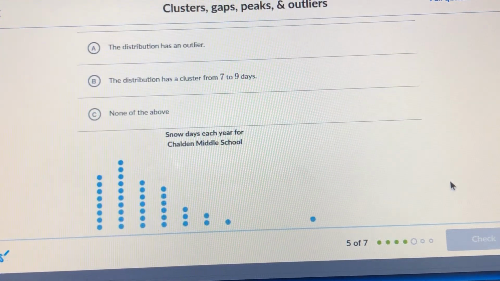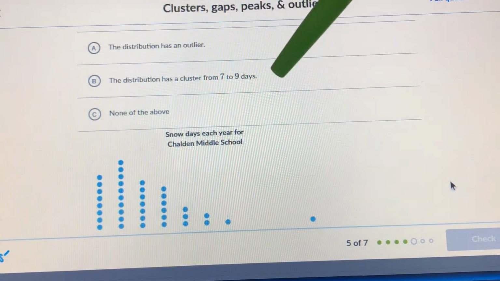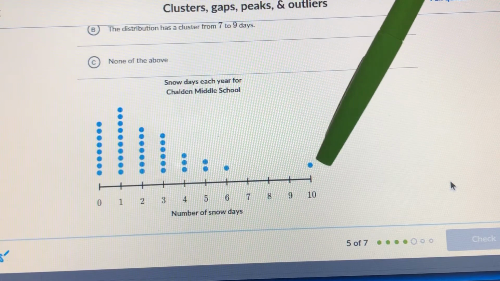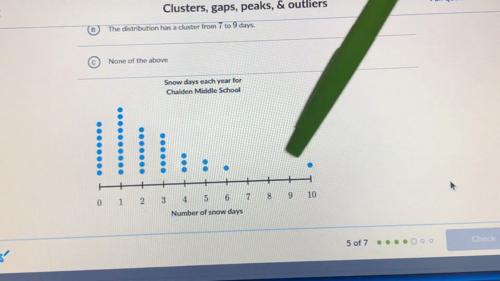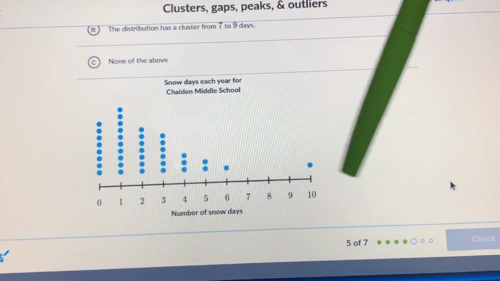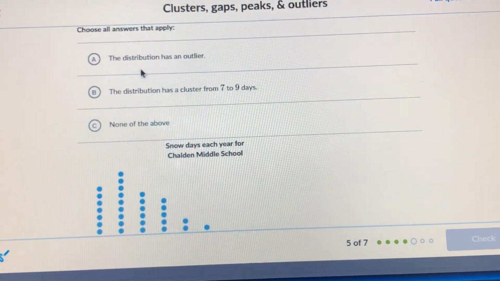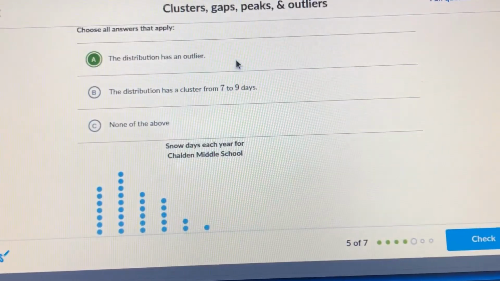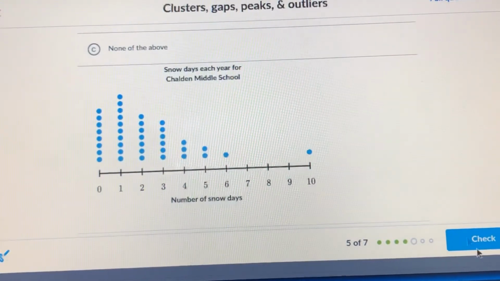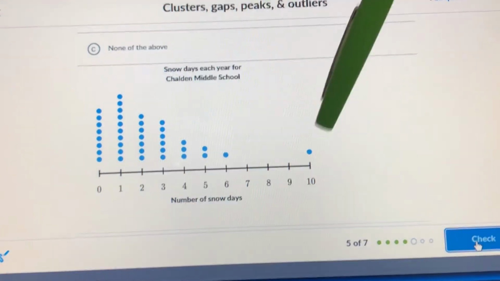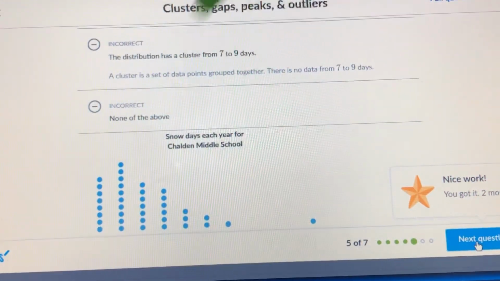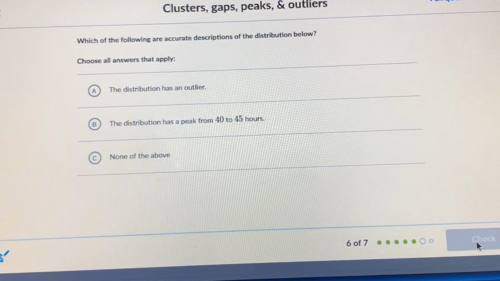Accurate description, I'm looking for an outlier and a cluster from 7 to 9. There is an outlier right here. There is no cluster from 7 to 9, there's a gap, but there is an outlier, so I'm going to click on A. The distribution has an outlier, which it does. And again, this is right-tailed because all of the data is pushed to the left. You want to think opposites.